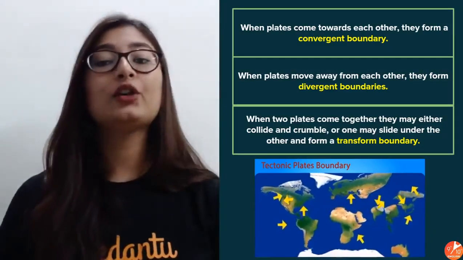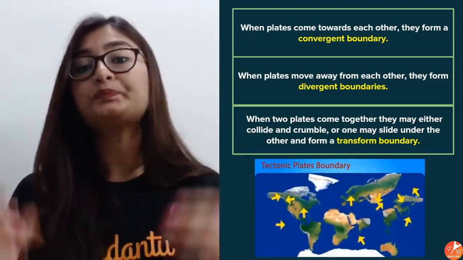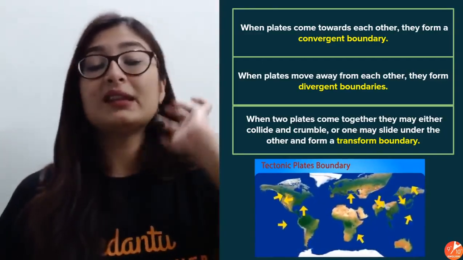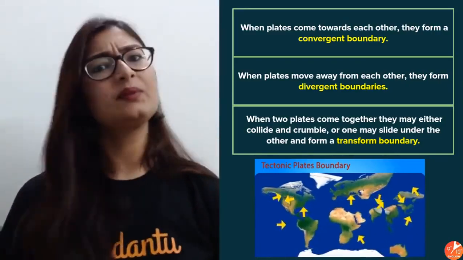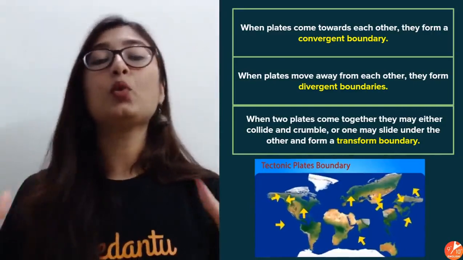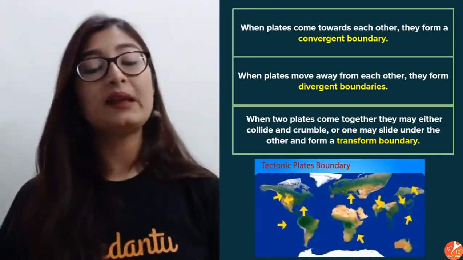Now in this scenario, instead of forming a folding, instead of forming a convergent boundary, they will form something called a transform boundary. Okay. So these were the basic three movements. And guys, as you simply understand, a convergent boundary would mostly form folding. Divergent would mostly form faulting. So this is how it was supposed to be.